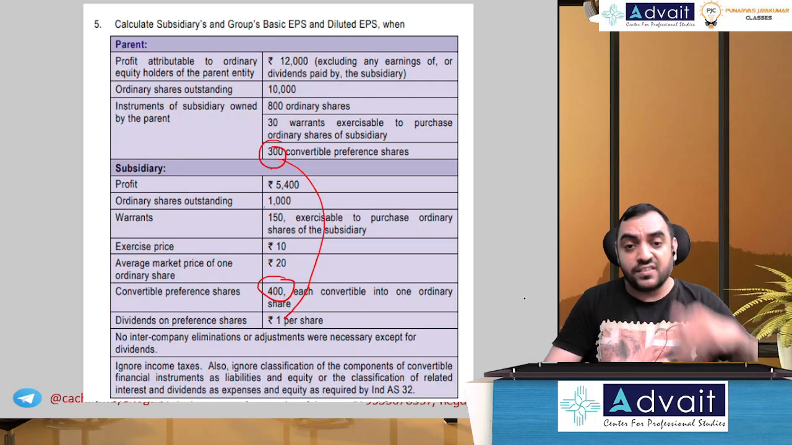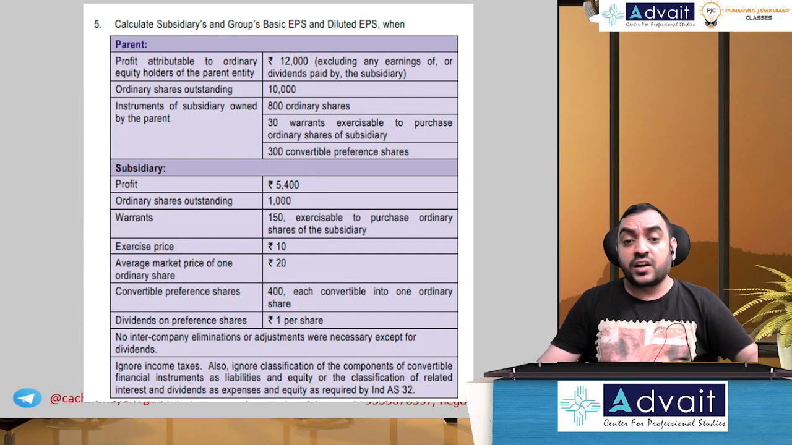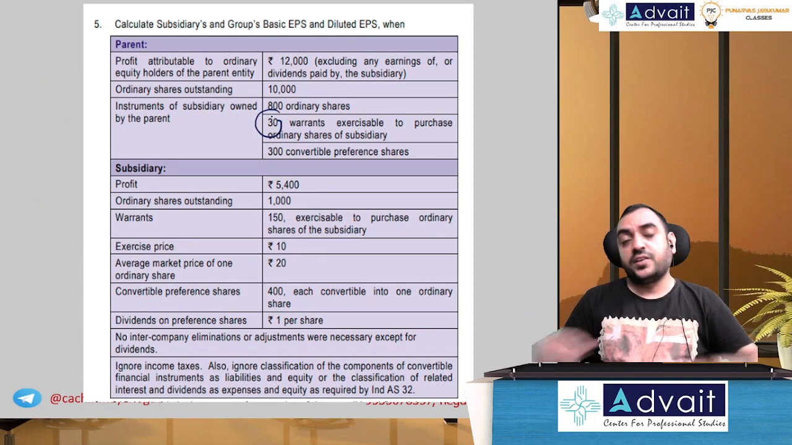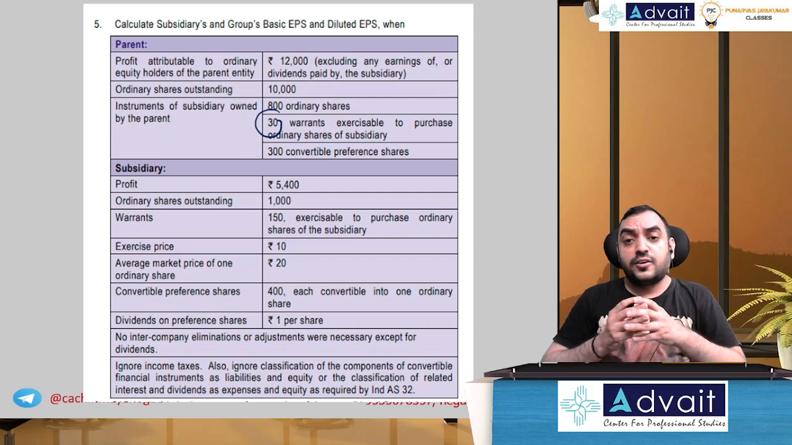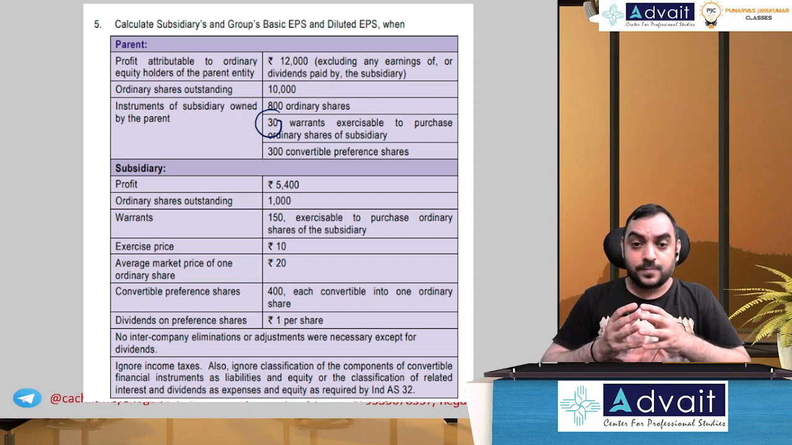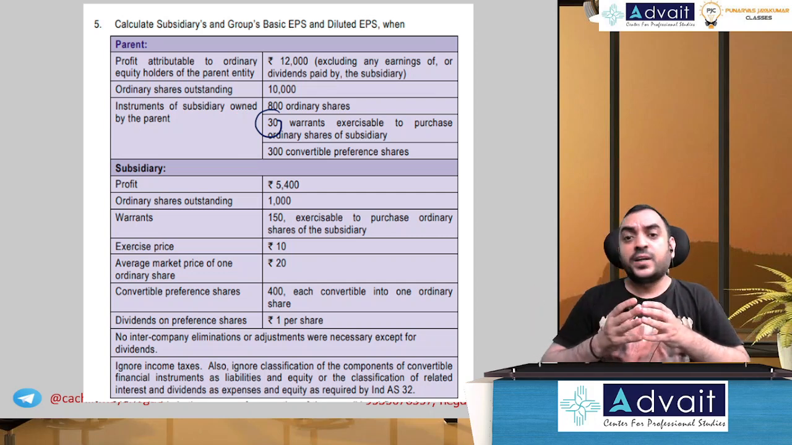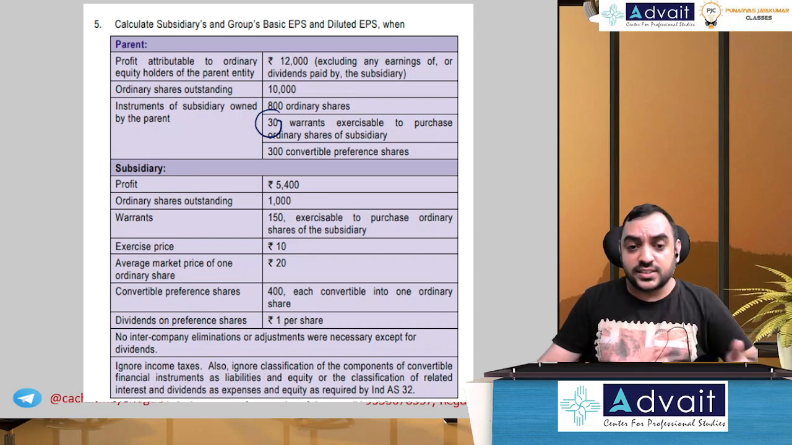And you're also having options. How many warrants are you having? 30 warrants. But should I consider 30 warrants entirely? No, take only the bonus element. What we considered while computing dilutive EPS. What is the share we have considered? It is 150, right?